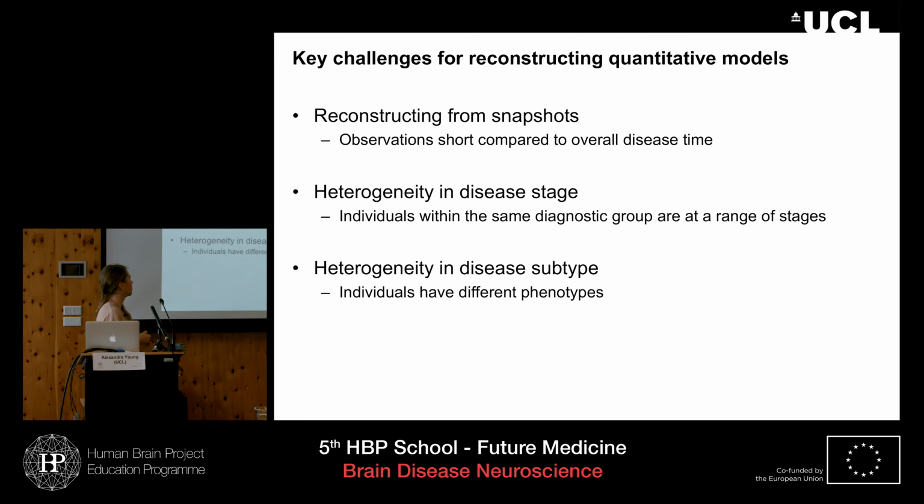There can also be a great range of heterogeneity in disease stage. Like I mentioned previously, individuals within the same diagnostic group can be at a range of stages. So cognitively normal includes individuals who are pre-symptomatic, but also just healthy individuals. And with MCI, some individuals may progress and some may not. There's also a heterogeneity in disease subtypes, so individuals might have different phenotypes.